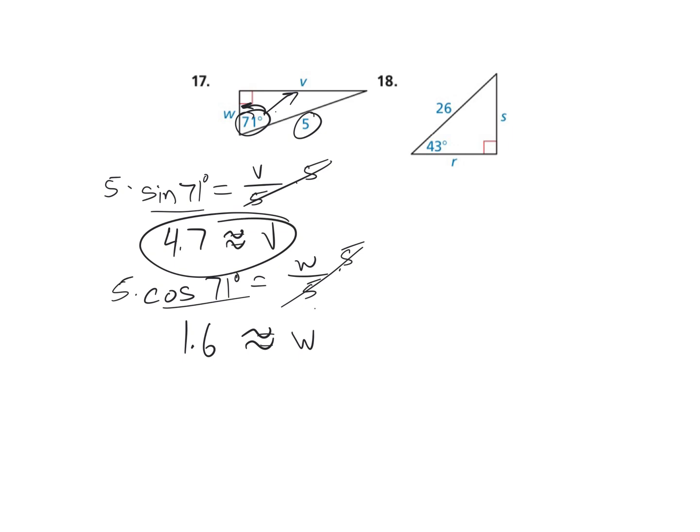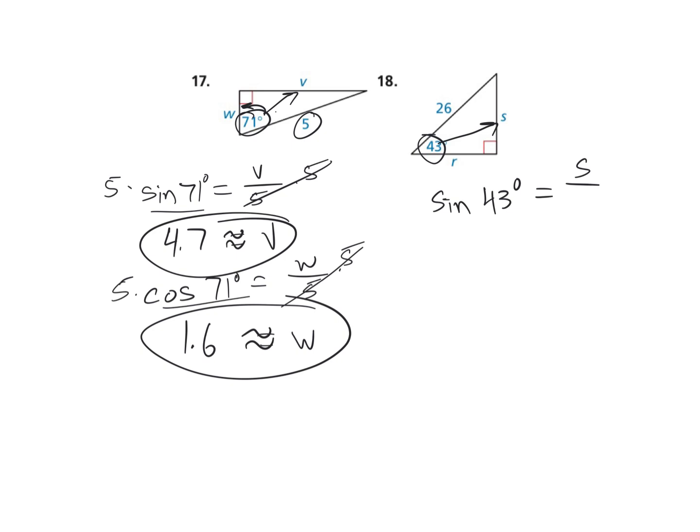And now let's go to number 18. We're starting at this corner. And we'll do the opposite leg again. The sine of 43 degrees is equal to the opposite leg over the hypotenuse, 26. So multiply by 26. See, this is very different than the tangent from yesterday because you usually had a variable in your denominator, which we still might at this point. So S is equal to sine of 43 on your calculator, and take that long number times 26. And you get 17.7 approximately.